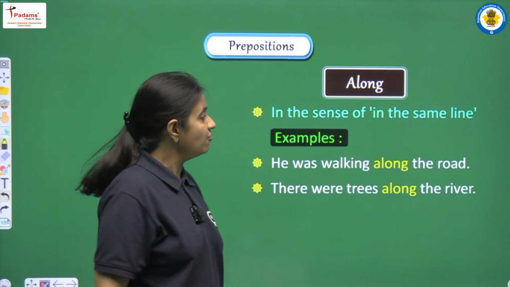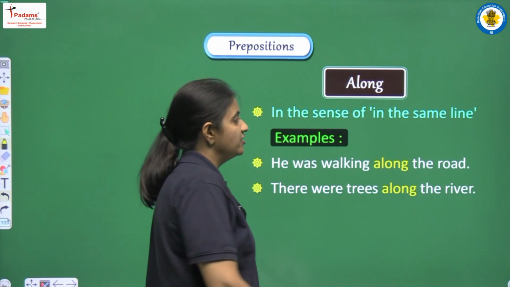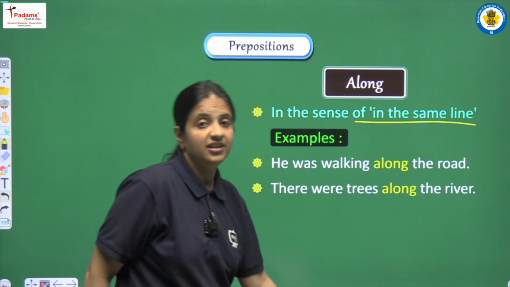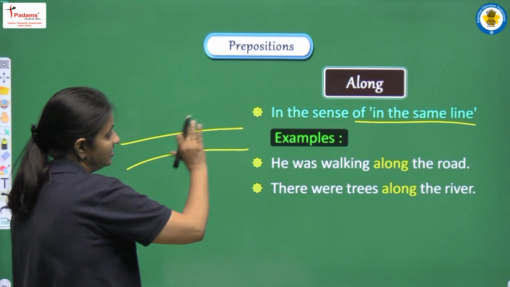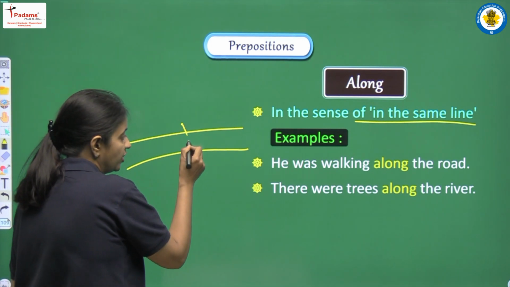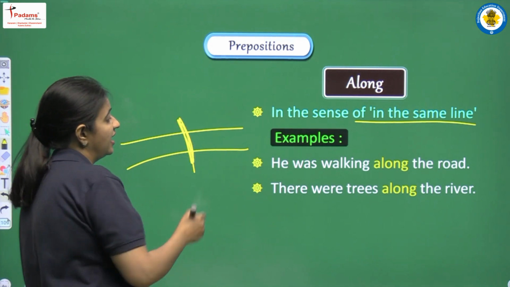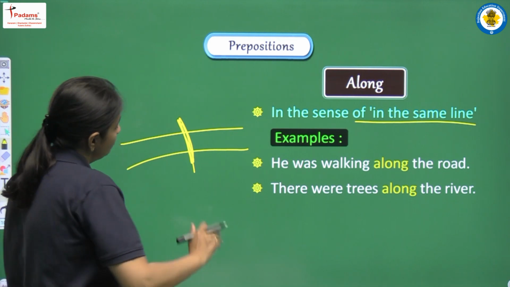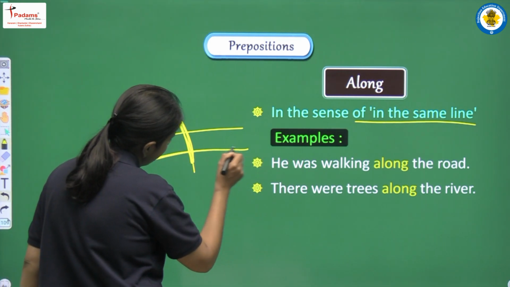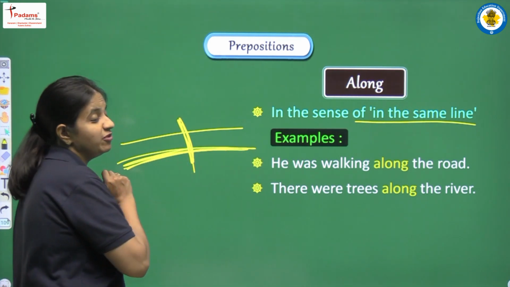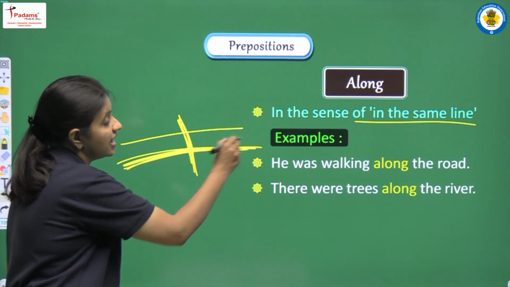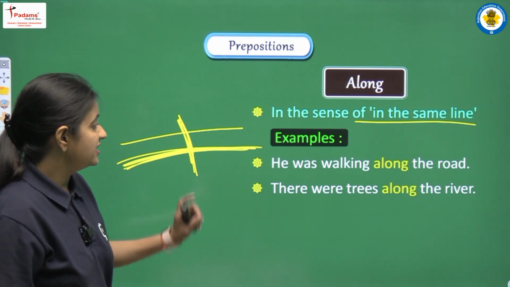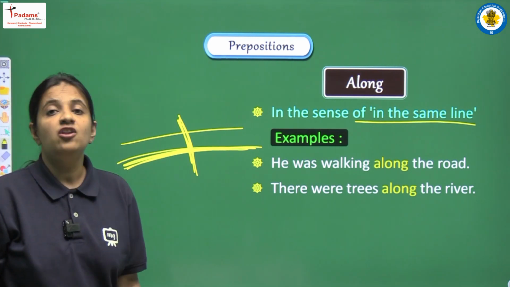Let's see the uses of along. It is used in the sense of in the same line. Yes, we have talked about this. We are having this road, or we can say this is a river. If we are going from this side to that side, then we will use across. But if we are moving on the same line on one side only, then we will use along. So this is across the road, this is along the road. Okay, let's see the example. He was walking along the road.